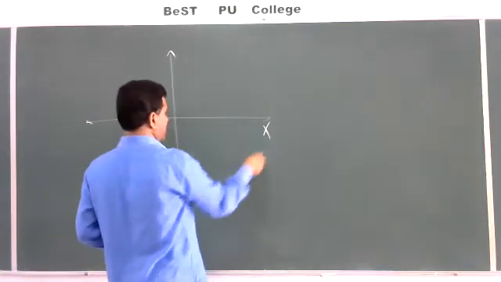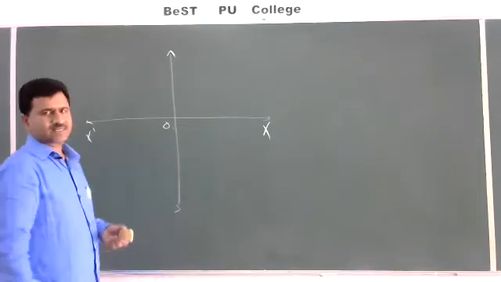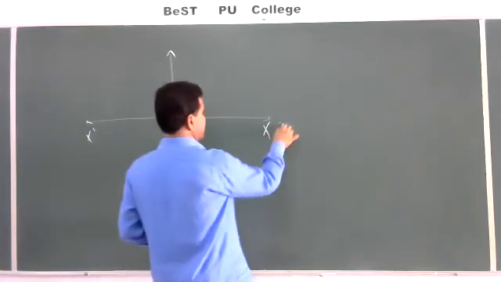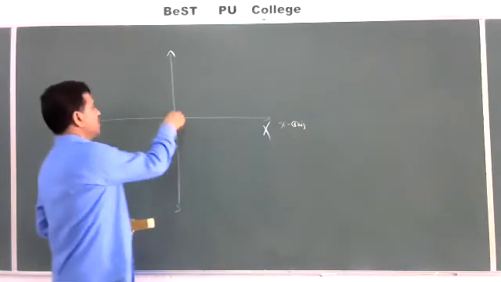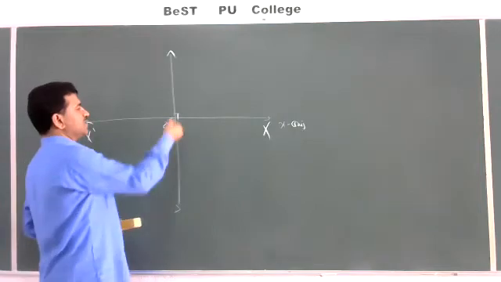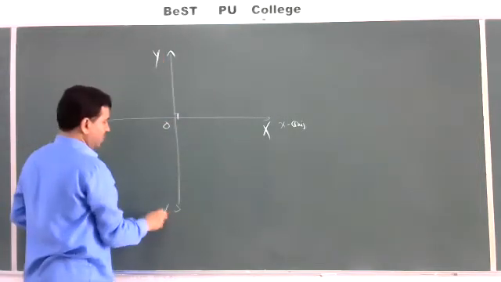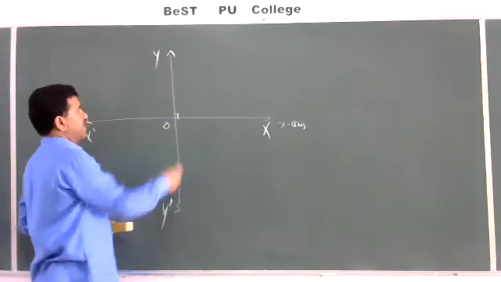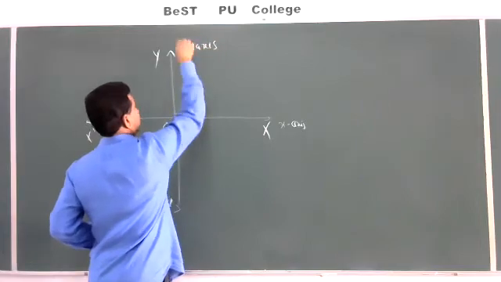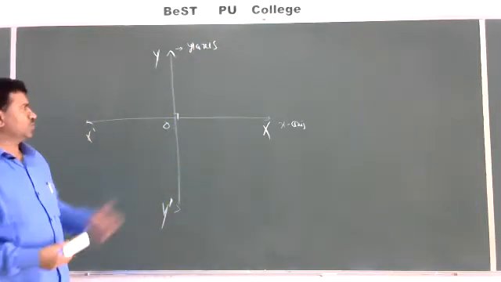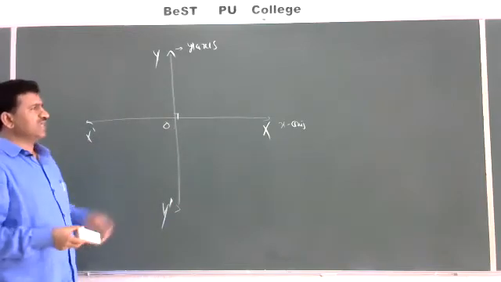Consider the horizontal real line XOX dash as the x-axis. We named it as x-axis. And draw a vertical line which is perpendicular to this XOX dash at O. Consider this vertical line YOY dash as the y-axis. And these two lines divide this plane into 9 areas, as we discussed.